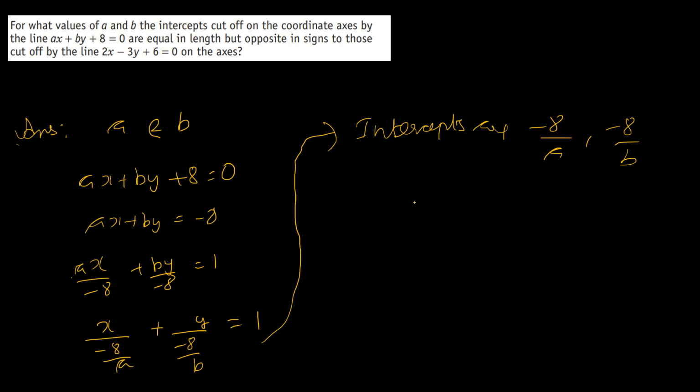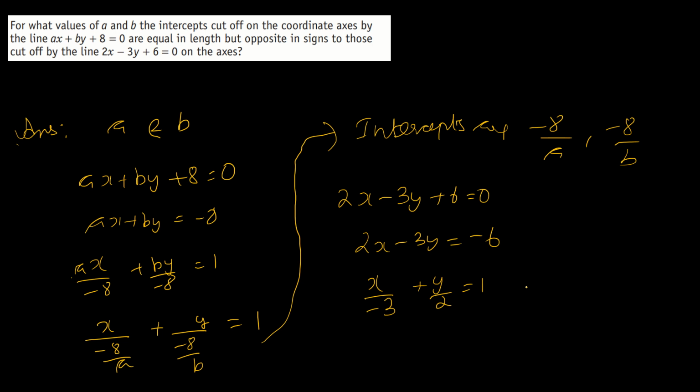Now let us write the intercept form of the second equation. 2x - 3y + 6 = 0. Okay, 2x - 3y = -6. Let's divide by -6: x/(-3) + y/2 = 1. So the intercepts here are -3 and 2, right?